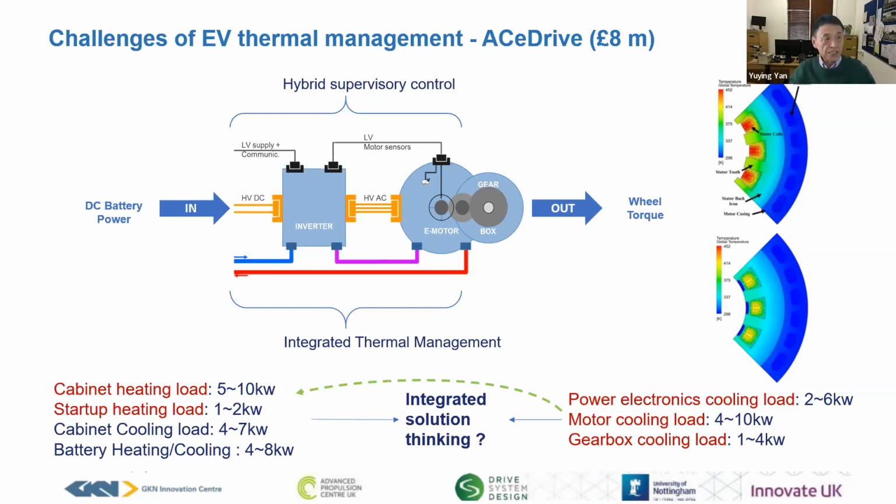The e-motor, or electrical engine, is of high speed, high torque and high power density. But considering the overall heating and cooling load, motor cooling of 4 to 10 kilowatts, power module 2 to 6 kilowatts, we really need an integrated solution way of thinking.